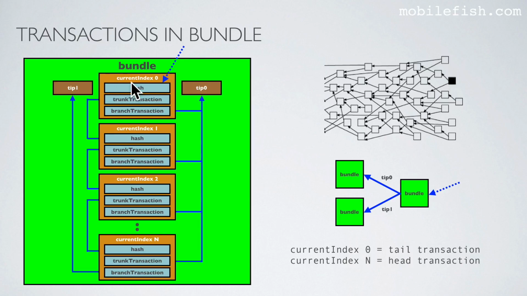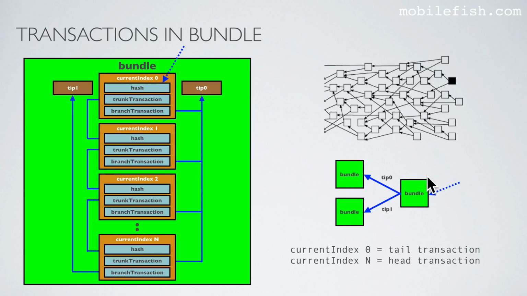The first transaction with current index 0 is called the tail transaction. The last transaction is called the head transaction. The branch transaction field contains the hash of tip 0. The same applies for this transaction and this transaction. But the branch transaction field of the last transaction contains the hash of tip 1. And the trunk transaction field of the head transaction contains the hash of tip 0.